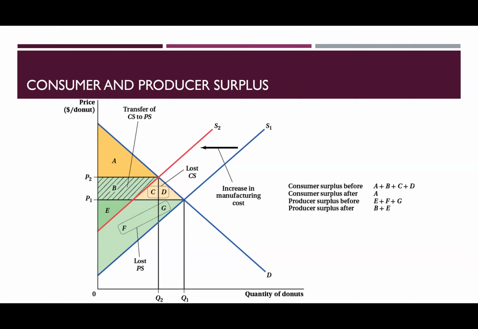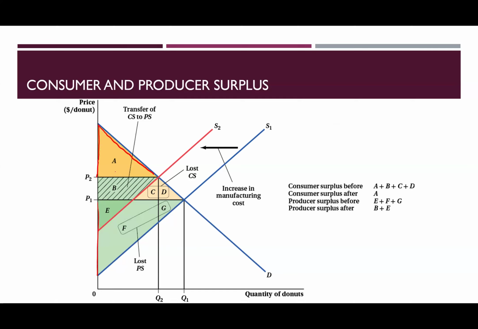And what we see is that some consumer surplus has been lost and some producer surplus has been lost, right? Originally, consumer surplus was this top triangle that I'm outlining here, the area below the demand curve and above that P1 line. And producer surplus was the bottom triangle that I've just outlined above the supply curve and below that price 1 line.